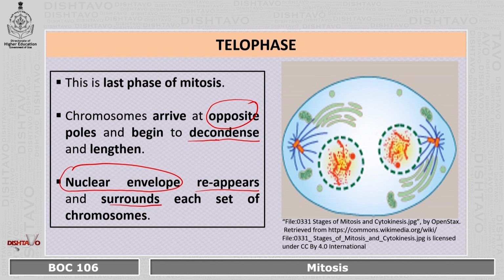This is the figure which shows the chromosomes at the opposite poles. The nuclear envelope has reappeared and surrounds the sets of chromosomes, and the chromosomes begin to decondense and lengthen.